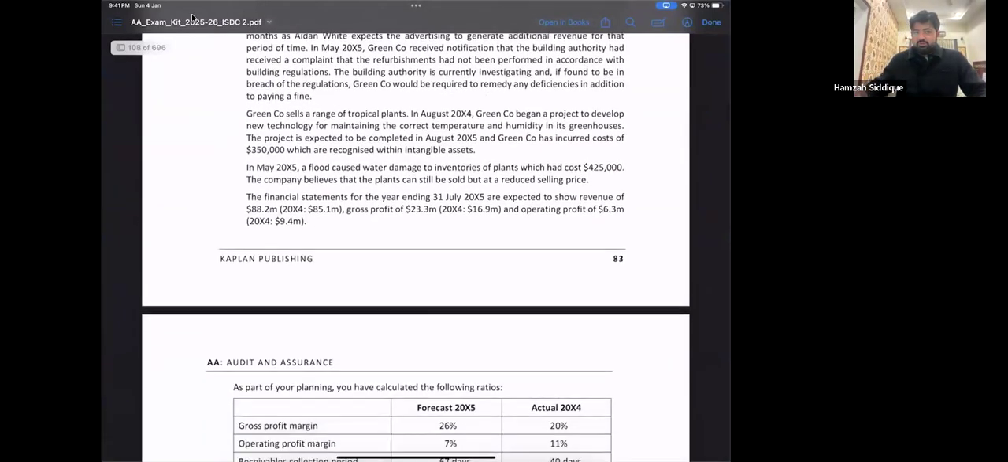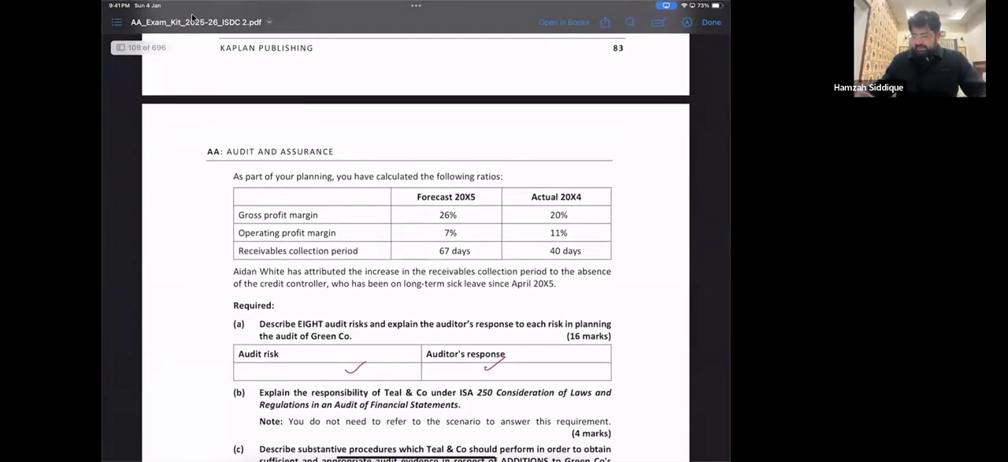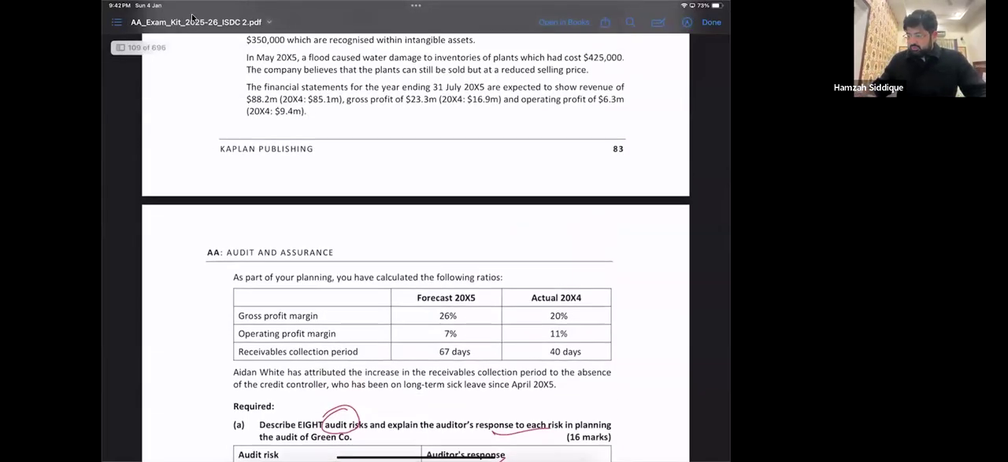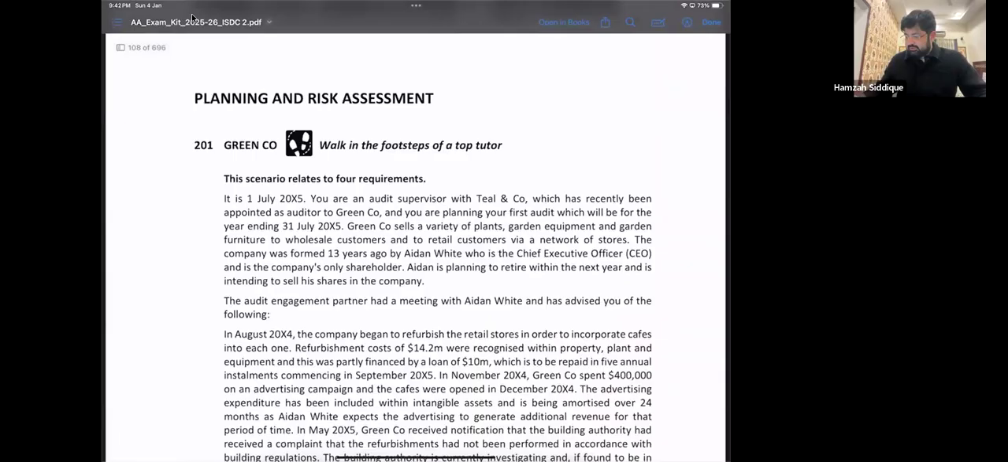Yes, students. Now, the question is Green Company. It is the 2024 question. It was tested in March, June. So 8 audit risks and 8 responses to each risk. So we will be starting to talk about it.